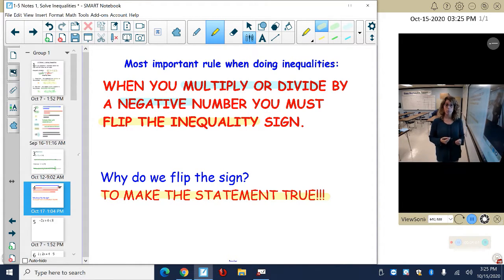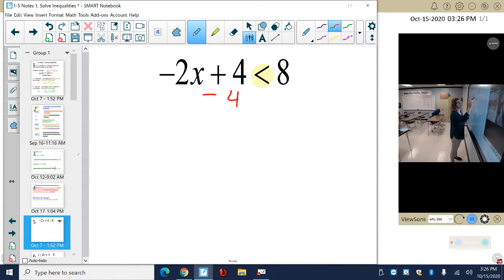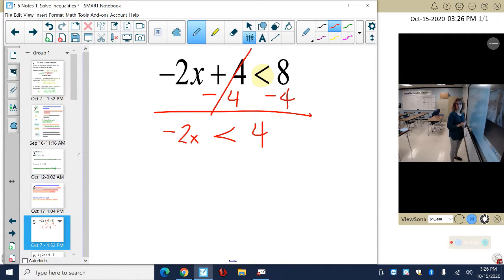You need to have a true statement. Okay? So, example. Here we go. Negative 2x plus 4 is less than 8. We are going to pretend that the inequality symbol is an equal sign. That means I would get rid of the 4 first. How would I do that? By subtracting 4 from both sides. So from left to right, I drop down the negative 2x. I cancel out the 4's, drop down the less than symbol, and I have 4.